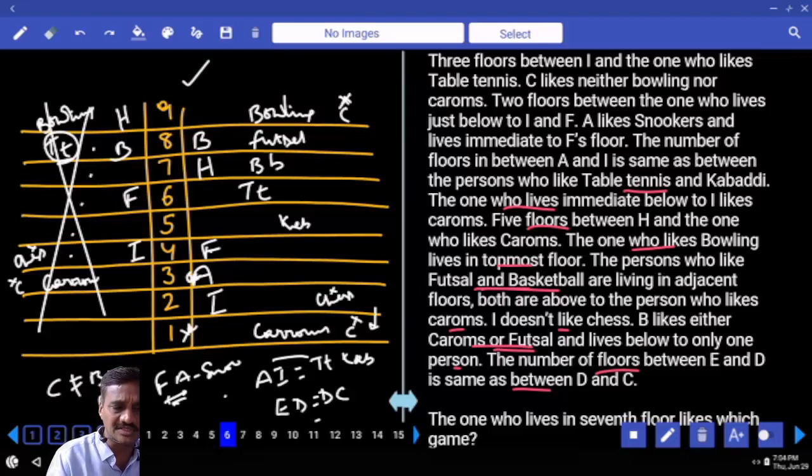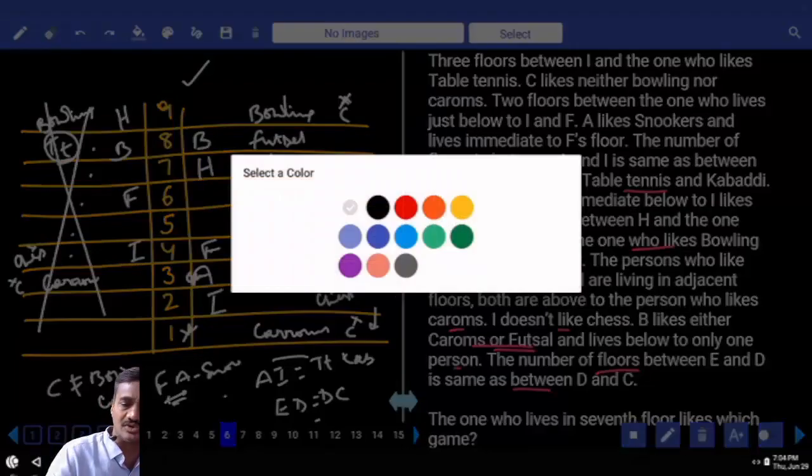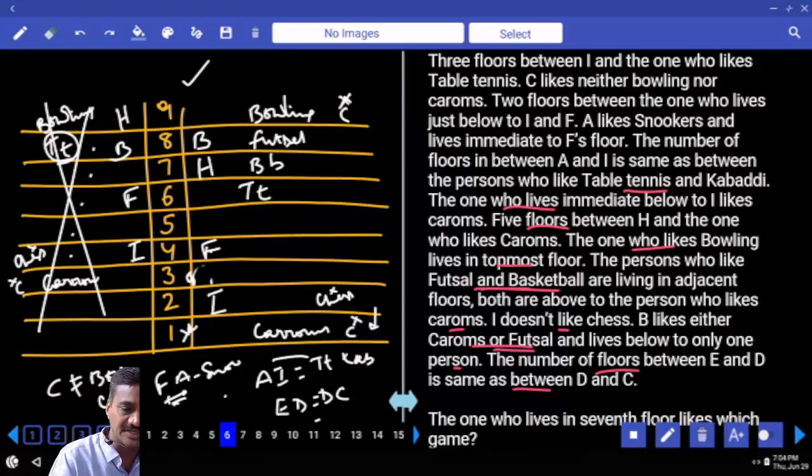Then if A is at this place, there are two possibilities. Kabaddi we have not finalized at this place, isn't it? Then A and this one we need to look out for. If you start with A at this place, A is snooker. Then F and A are adjacent to each other, and A and I are adjacent and TT and Kabaddi must be adjacent to each other. Kabaddi is here, isn't it?